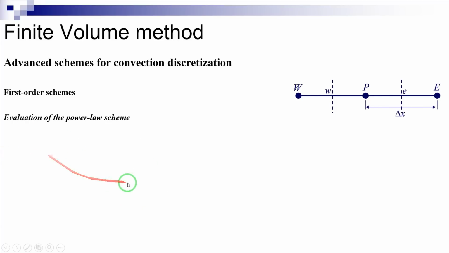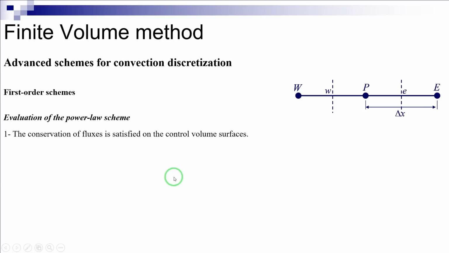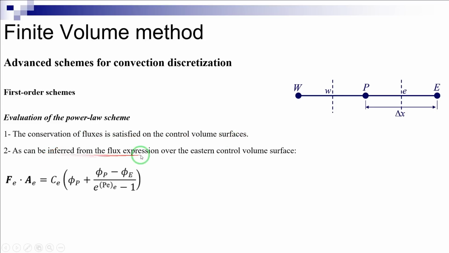Evaluation of the power law scheme. Considering the properties of the discretized equations and the necessary conditions for a stable solution, the evaluation of this scheme can be summarized as follows. 1. The conservation of fluxes is satisfied on the control volume surfaces. 2. As can be inferred from the flux expression over the eastern control volume surface, for large values of Peclet number, this equation turns into this equation.